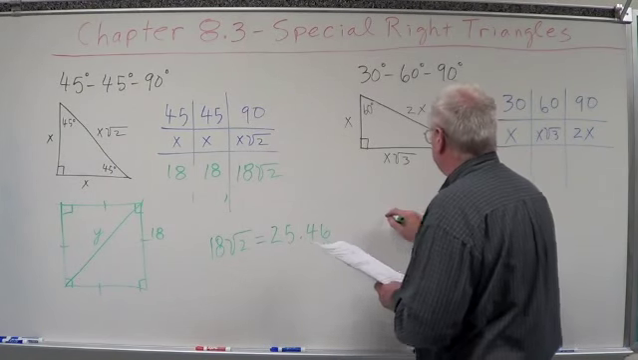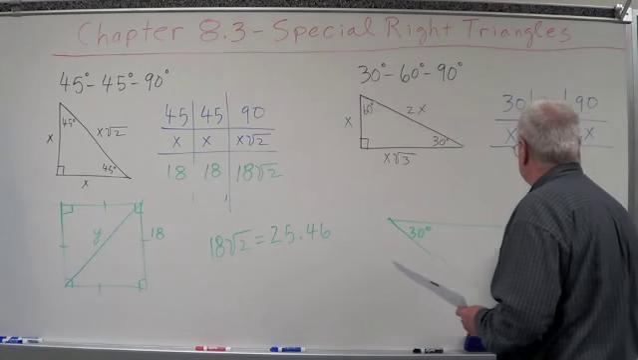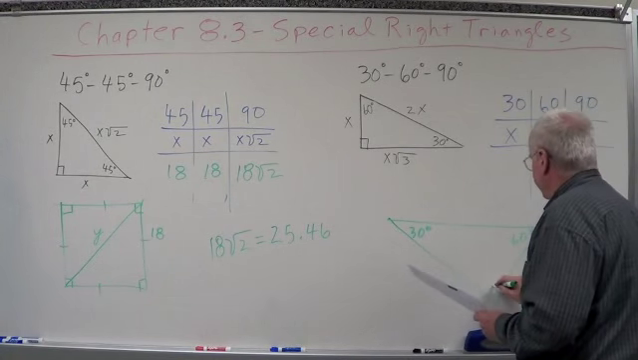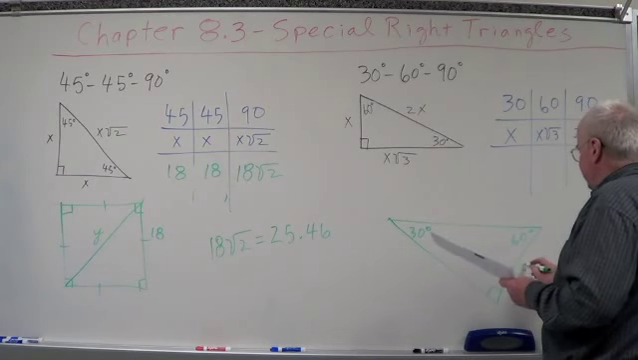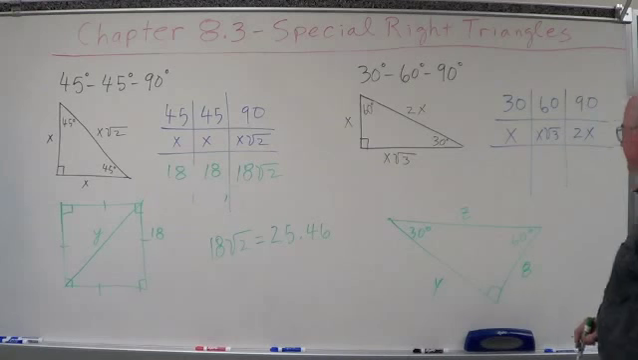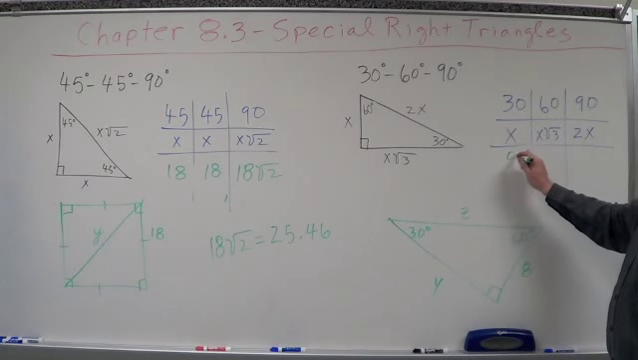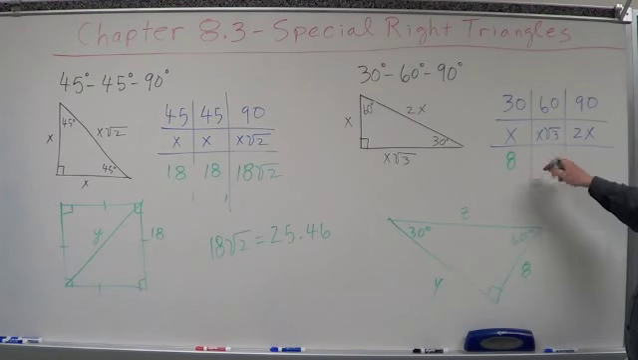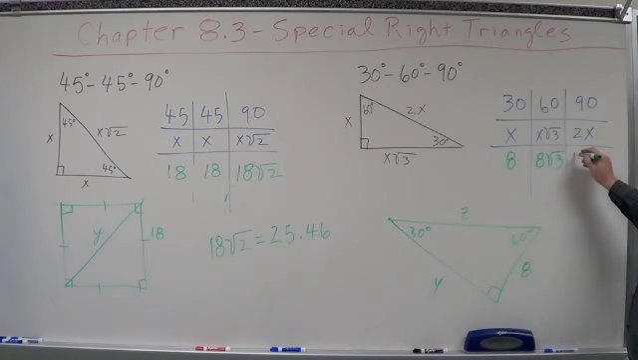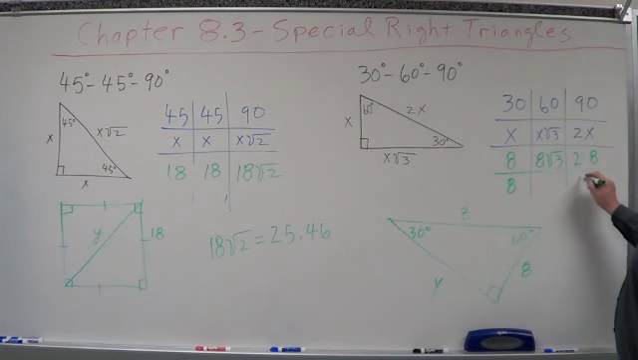Oh, this one's turned around a little bit. Looks a little bit different. This is 30. This is 60. Here's my right angle. This is 8. This is Y. This is Z. Okay? So across from the 30-degree angle is 8. Well, what's this one going to be? Well, it's going to be 8 times the square root of 3. What's this one going to be? It's going to be 2 times 8. So this is 8, and this one over here is 16.